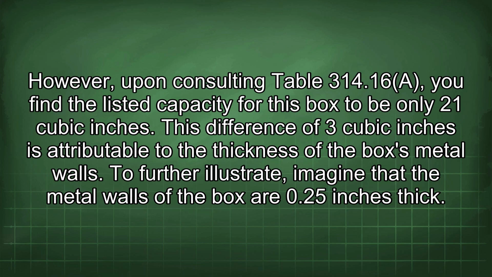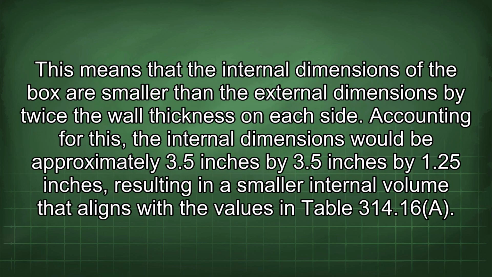To further illustrate, imagine that the metal walls of the box are 0.25 inches thick. This means that the internal dimensions of the box are smaller than the external dimensions by twice the wall thickness on each side. Accounting for this, the internal dimensions would be approximately 3.5 inches by 3.5 inches by 1.25 inches, resulting in a smaller internal volume that aligns with the values in Table 314.16(A).